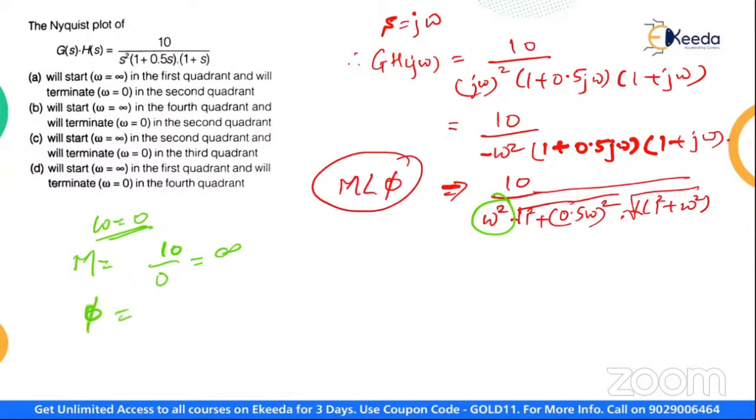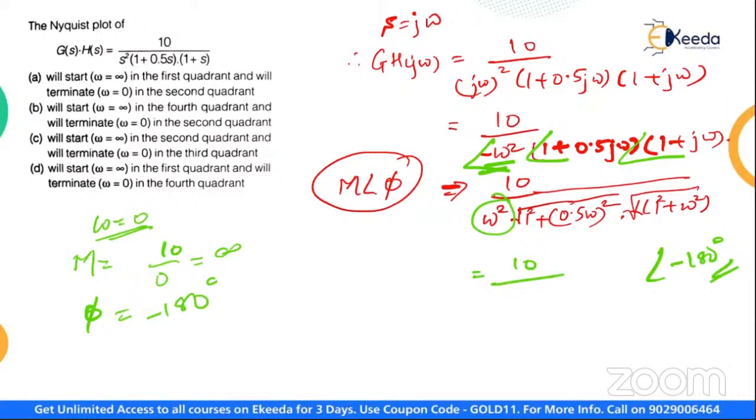Phi. What is angle? Just observe, this is minus omega squared. Let us find angle also. See, minus omega squared. So angle is directly given by minus 180 degrees. Yes or no? Because it is negative. Rest will become 0. No? Angle of this plus angle of this plus angle of this, correct or not? Yes, rest will become 0. So angle is minus 180 degrees. So phase phi is equal to minus 180 degrees.